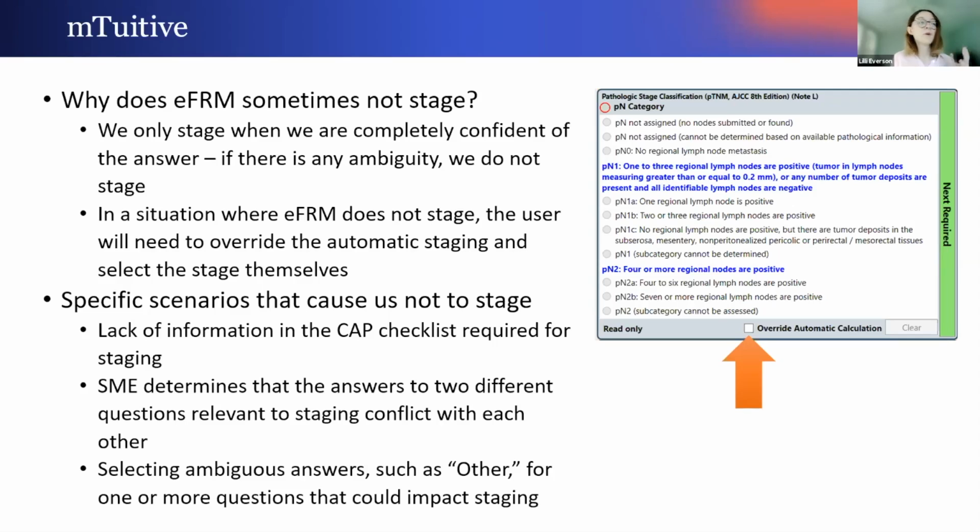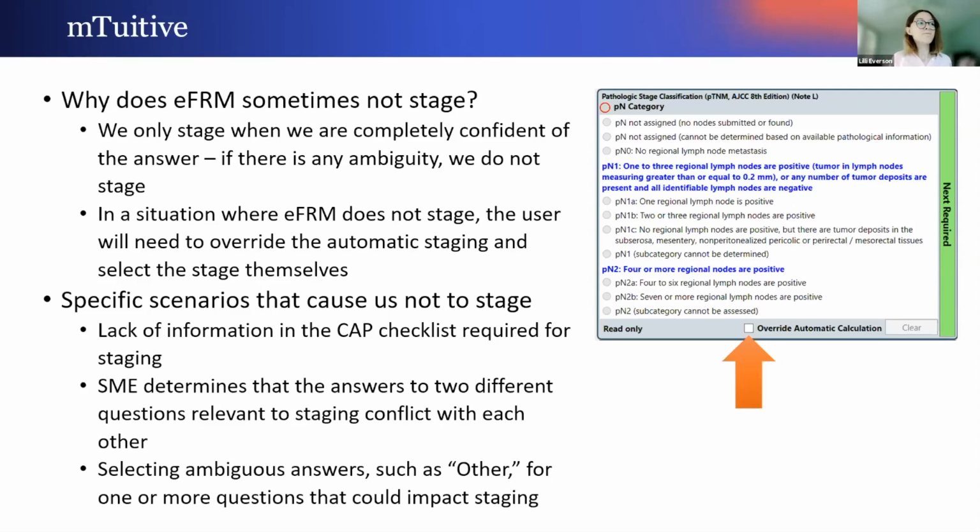So, they answered something for question A and they answered something for question B, and those two answers just don't seem to make sense in a real world use case. Maybe, again, there was some sort of misclick. So this is an opportunity for them to go back and review what they selected.